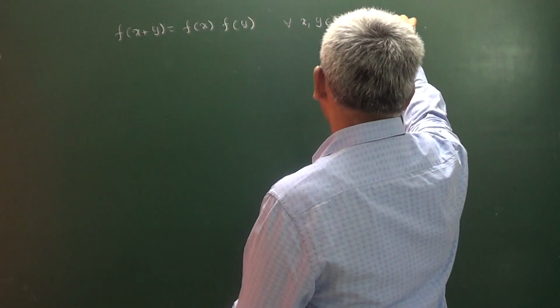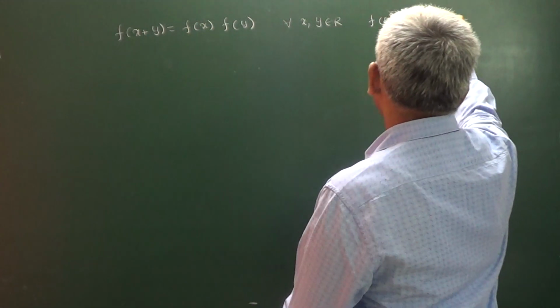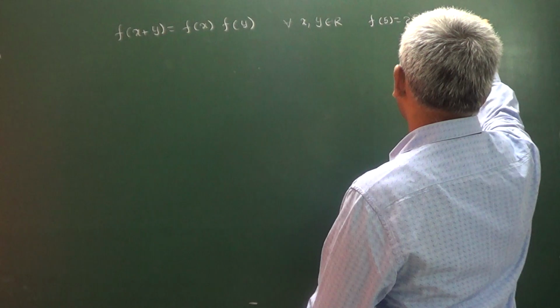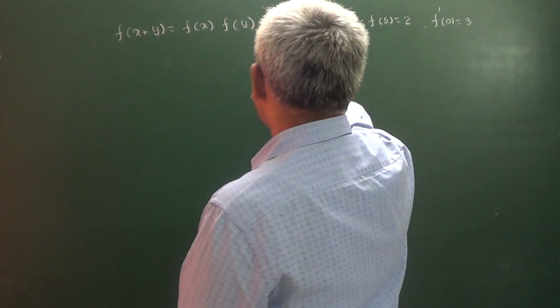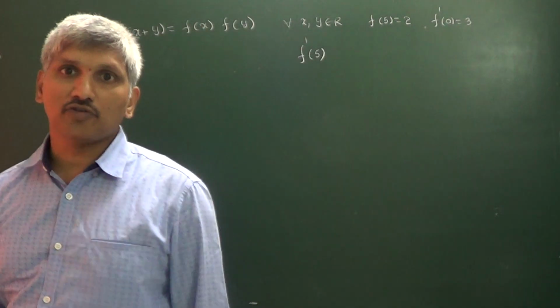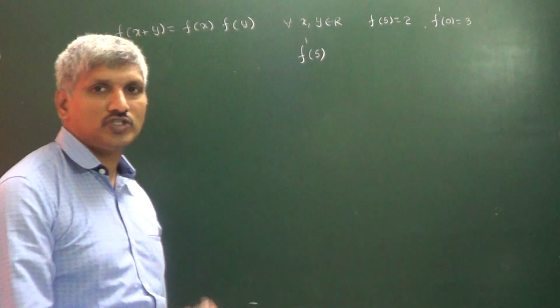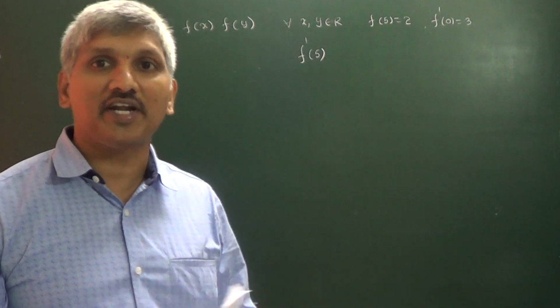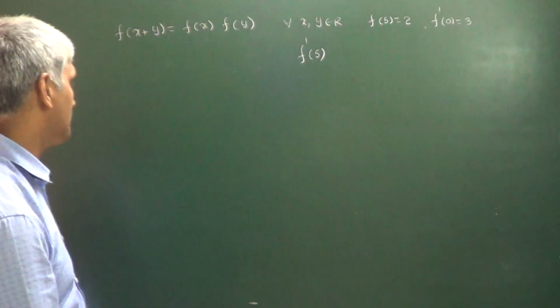f of 5 is equal to 2. f dash of 0 is equal to 3. Then we are asked to find f dash of 5. So I will try to discuss this one in different methods. All of you pay attention here.